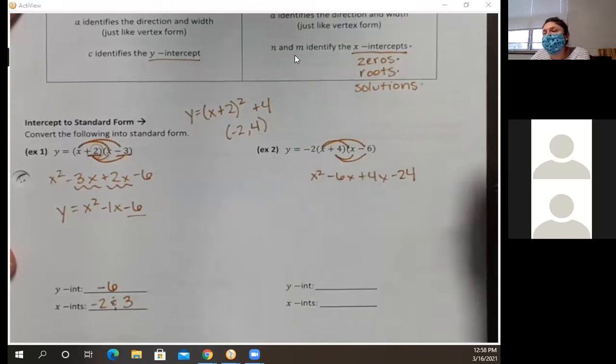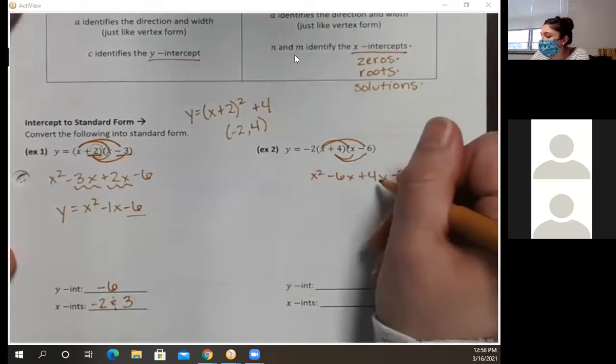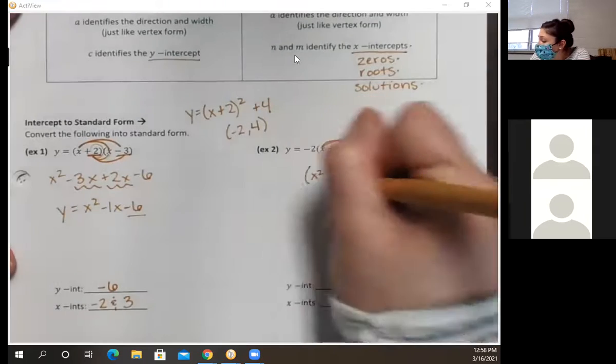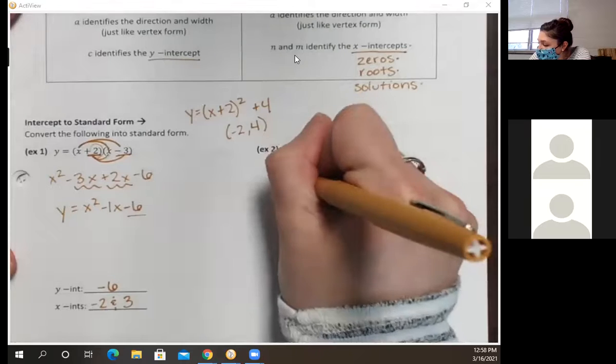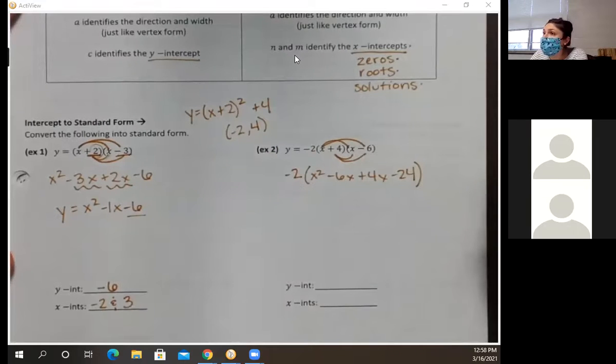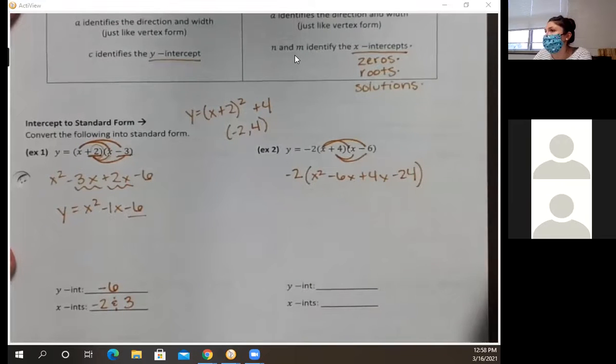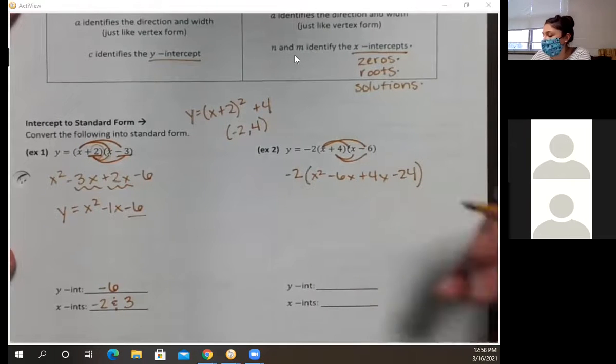When we were converting from vertex form, we had an example like this, and I combined like terms before distributing that A value. You don't have to do that. You could distribute the A value and then combine like terms at the end. I'm going to show you that option for today. If you wanted to clean this up first, that's also fine. You're going to get the same final standard form.